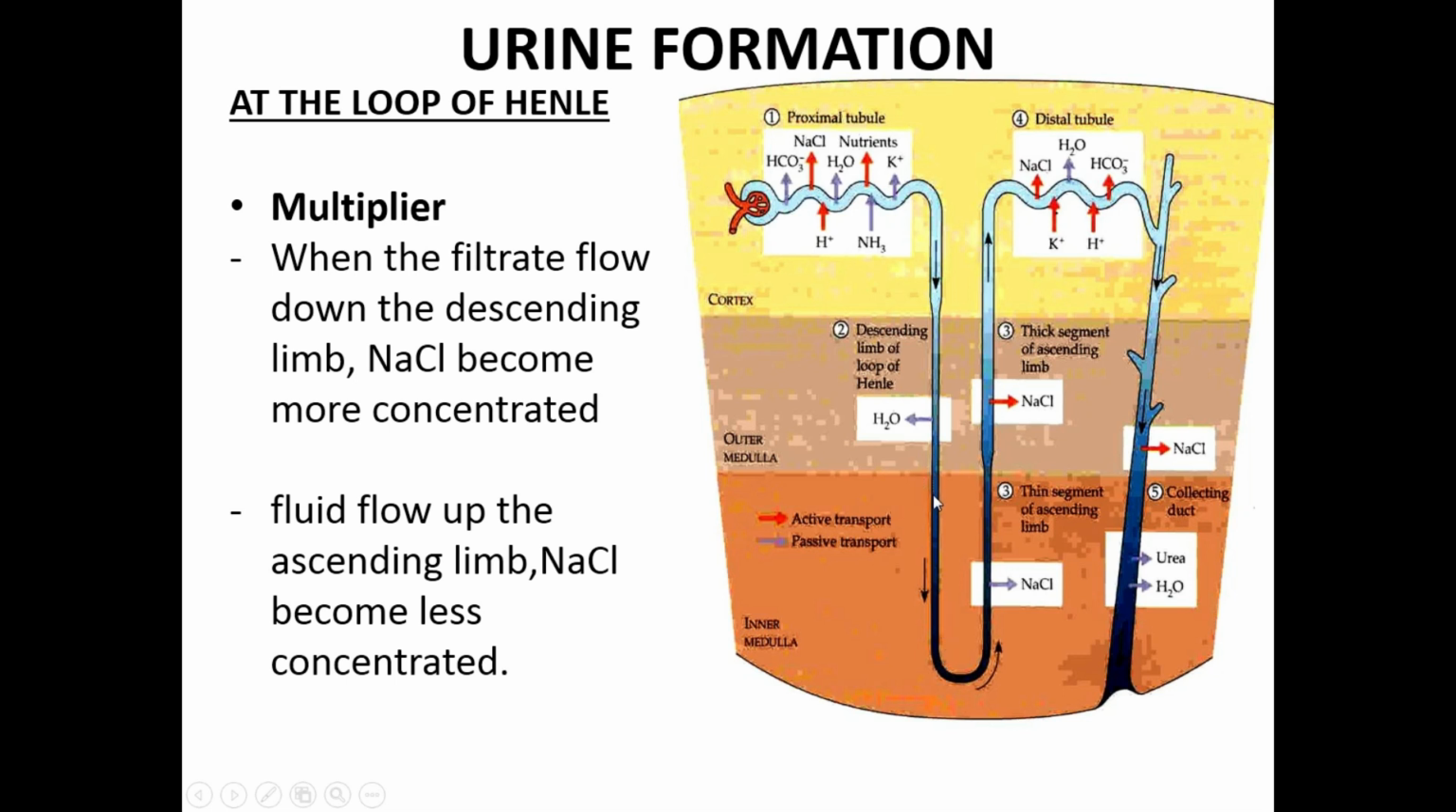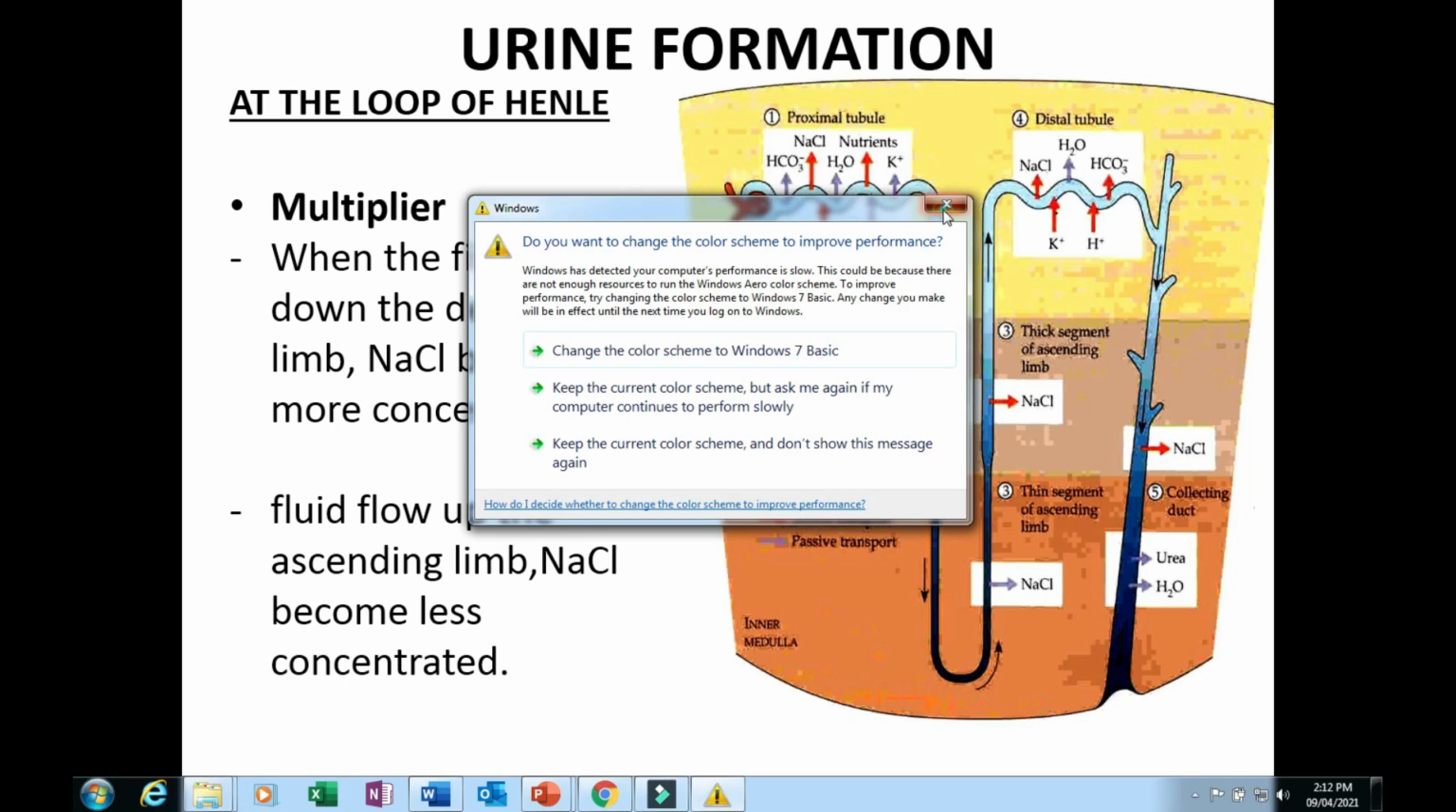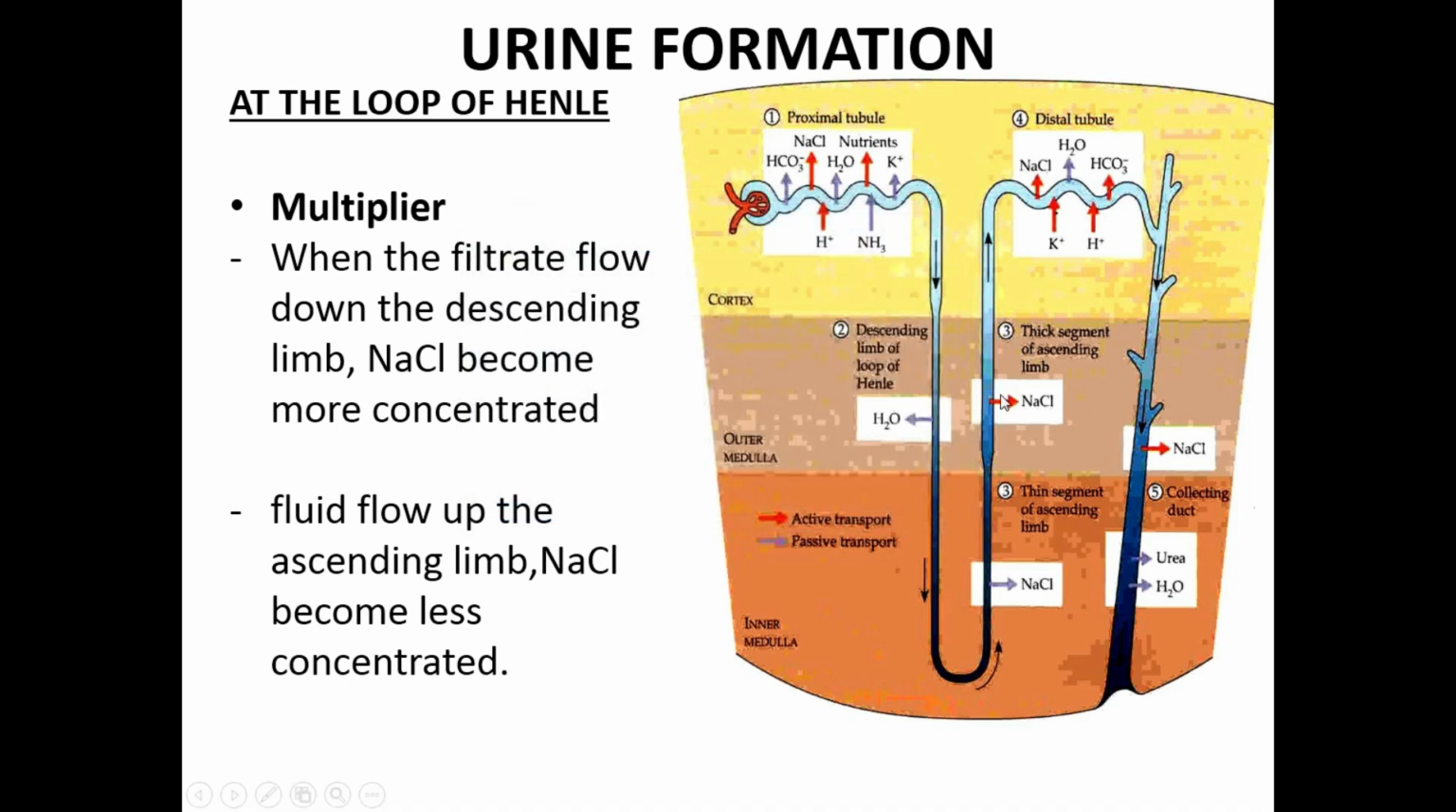Sodium chloride akan concentrated dekat kawasan ini. Okay, sampai dia ada high osmolarity. High osmolarity maknanya high solute dalam filtrate. So, sampai ke ascending limb loop of Henle, the wall of ascending loop of Henle is permeable to sodium chloride. Okay, lower half, reabsorption of sodium chloride occur by using passive transport. Okay, upper half, reabsorption of sodium chloride occur by using active transport. So sodium chloride become less concentrated.